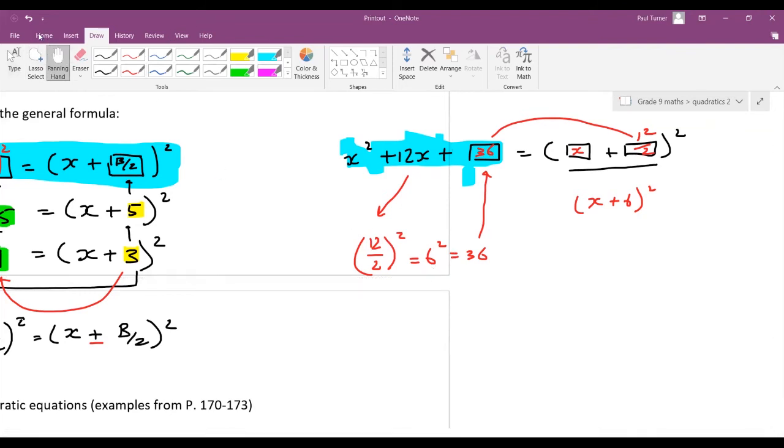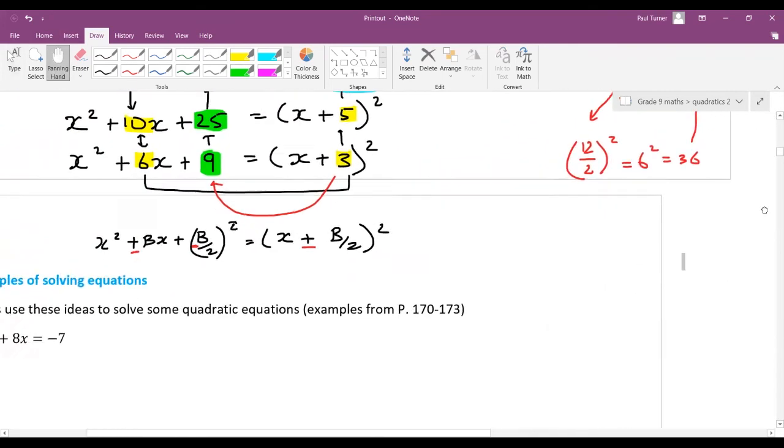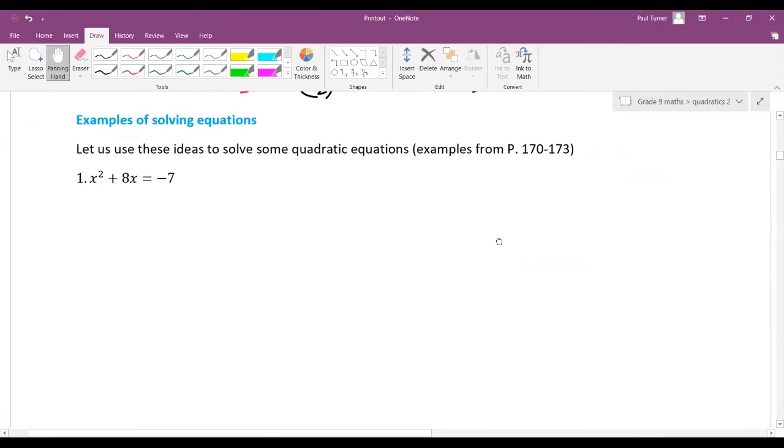Okay, so let's look at how we use this to solve equations, actually. Okay, come back here. So we're going to use this idea to solve these problems. These are actually in your book, 170 to 173. So you can take a look there if you want. You don't have to copy these, but I may show you differently than what's in the book. But what I'll show you here is what I think you should show in your working.